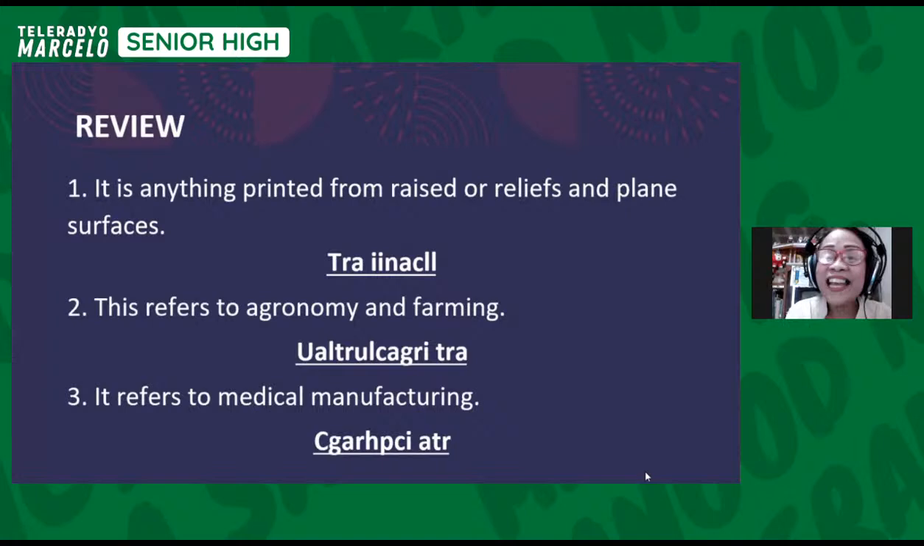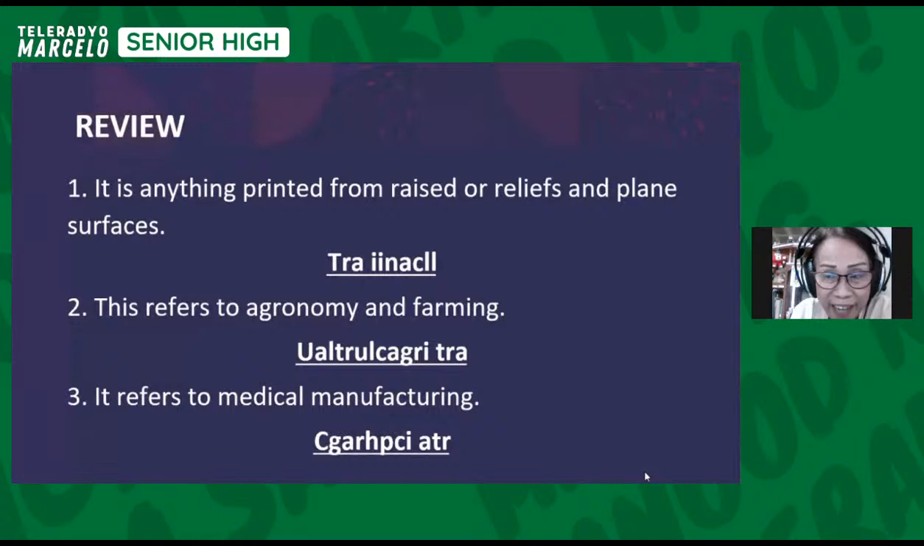Wala pa rin. Sino po makakasagot? It is anything printed from raised or reliefs and plain surfaces. Ano po ang tamang sagot doon? Paki-ano niyo po yung word para makakome up kayo with a correct answer. Pakisulat po. Okay, mayroon po... Yes, sino po yon? Ayun po, mayroon na po ako nakikita from Nestle Jean Tabangindanay. Ang sagot niya ay clinical art. Okay, correct. So sa mga sumagot ng clinical art, tama po yan.